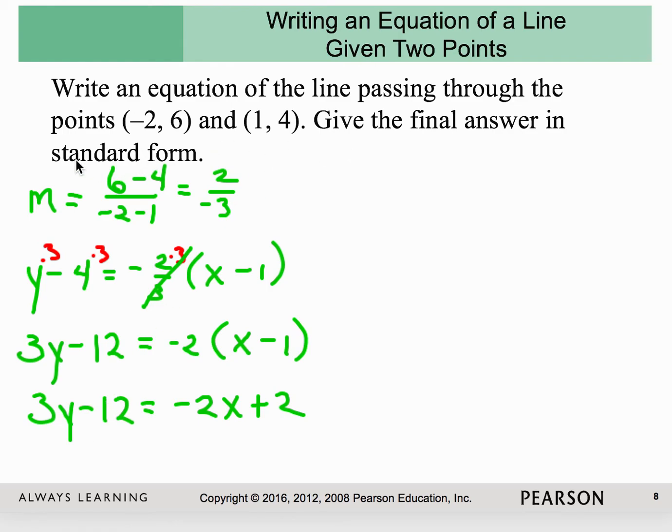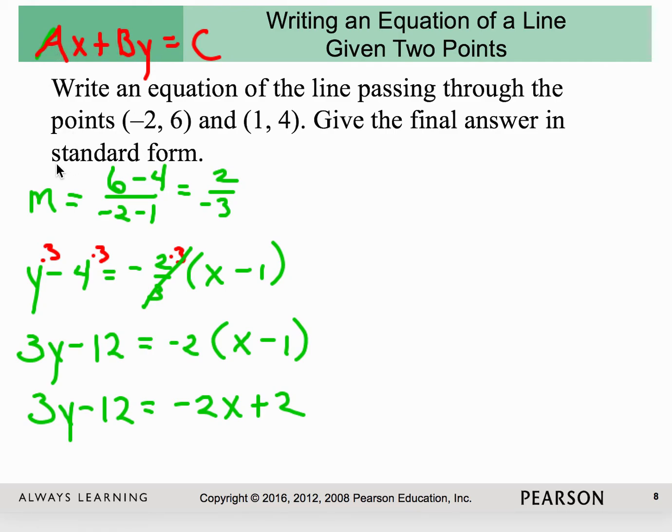this one says give the final answer in standard form. I will never tell you to do that on a test. And we haven't even talked about standard form yet. Here's standard form. Ax plus By equals C. A, B, and C have to be whole numbers, and A cannot be negative.